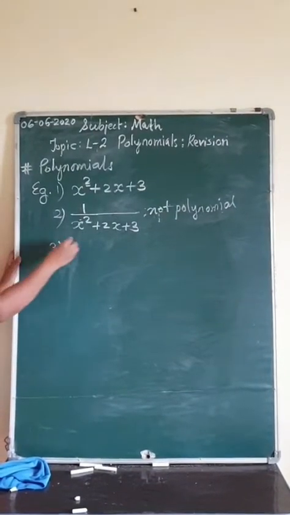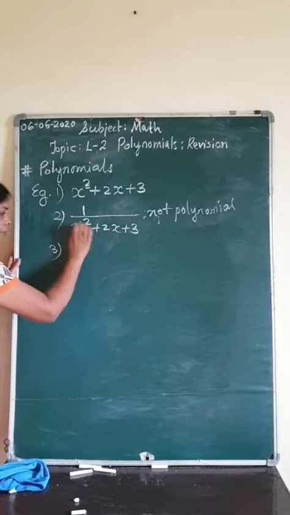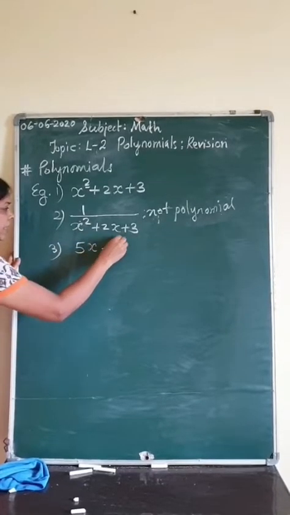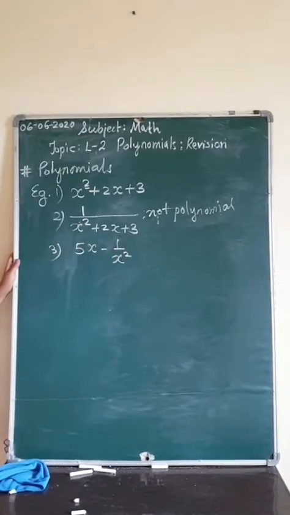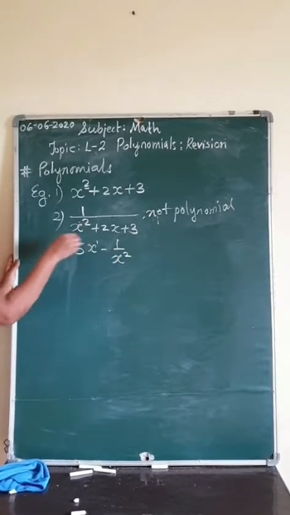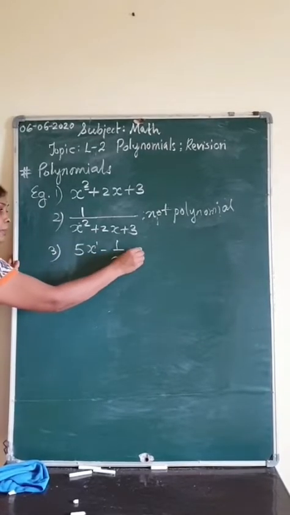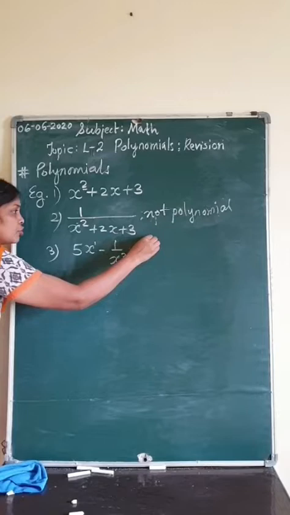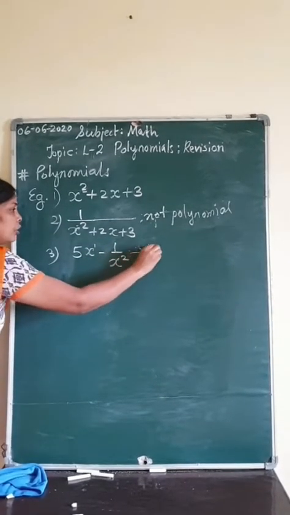Similarly, if we have an expression like 5x minus 1 upon x square. Here you can see it has plus 1. But if you bring this x square to the numerator, it will become x raised to minus 2. And that's why even this expression is not a polynomial.